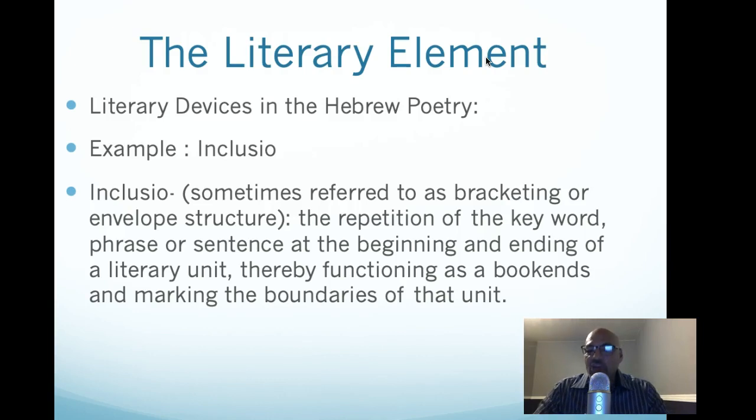In other words, you'll have a proverb or a psalm that will make a statement, "His mercy endures forever." And then at the end of the scripture, at the end of the writing, it'll say, "and his mercy endures forever." That's an inclusio. That's a bookend.